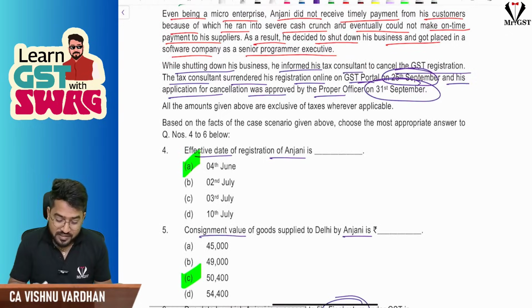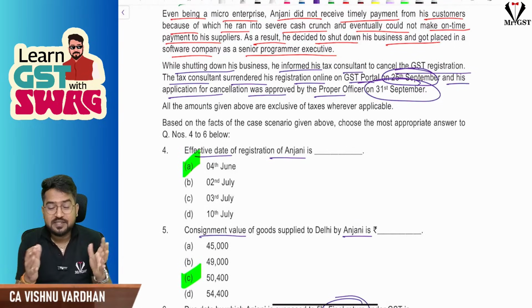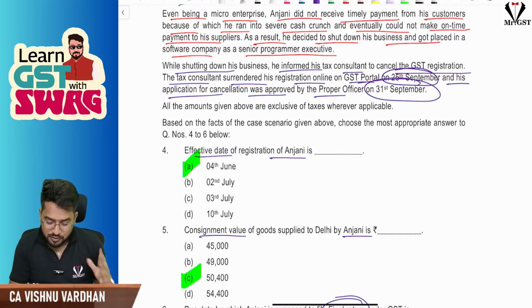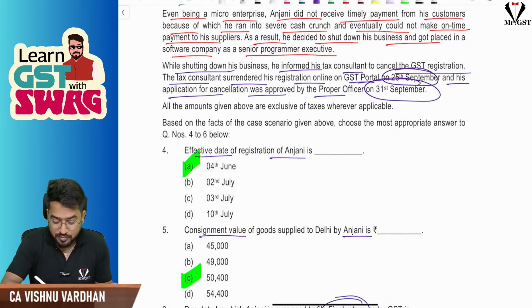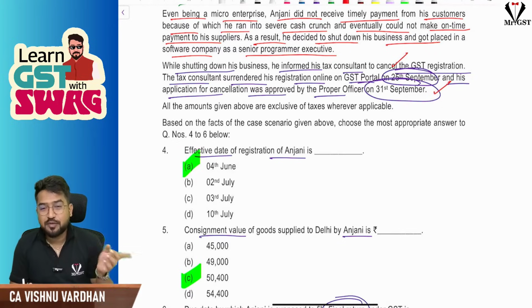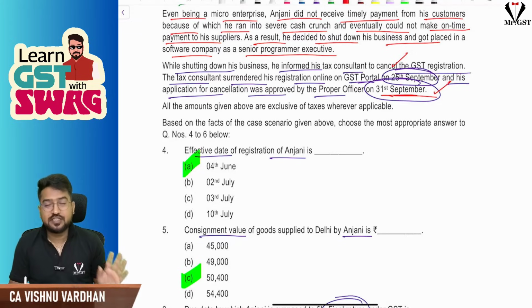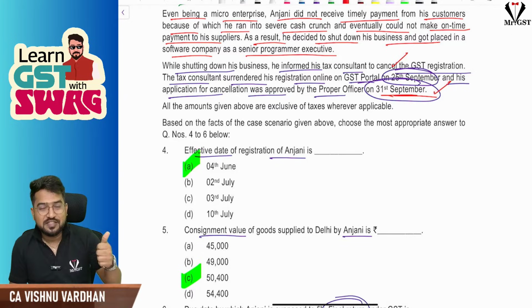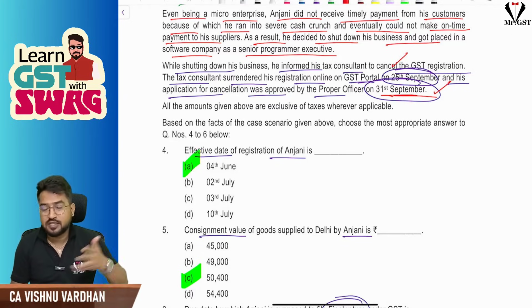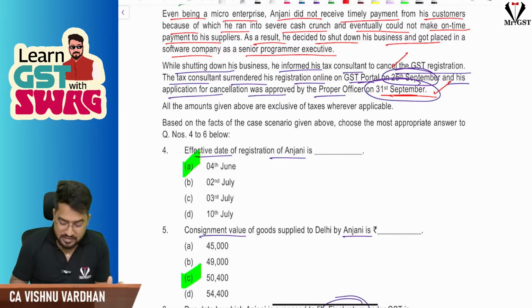So here you understand in which type of mental situation the paper setter is. Okay, 31st September. Super. So the date of cancellation is 25th September, the effective date is 31st September. So we should take whichever is later, and from that we should calculate 3 months, correct? Whichever is later, 31st September is later. So 31st October, 31st November also will be there, because 31st September means 31st November also will come. And 31st December. Okay, 3 months. So the answer is 31st December actually.